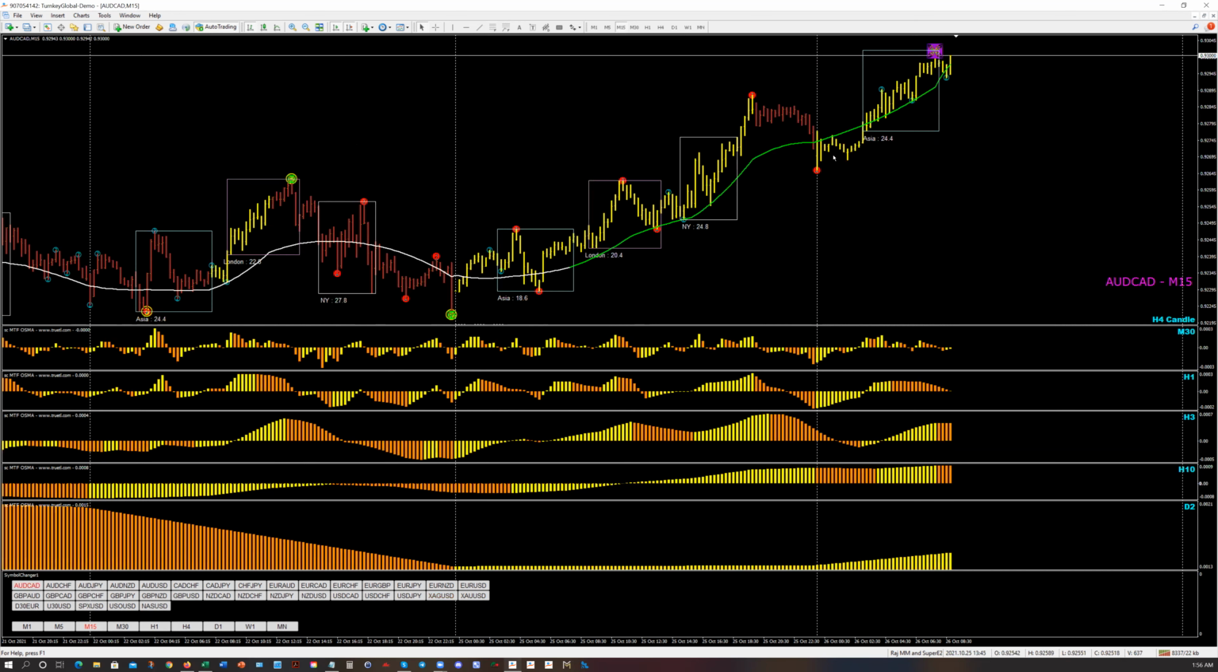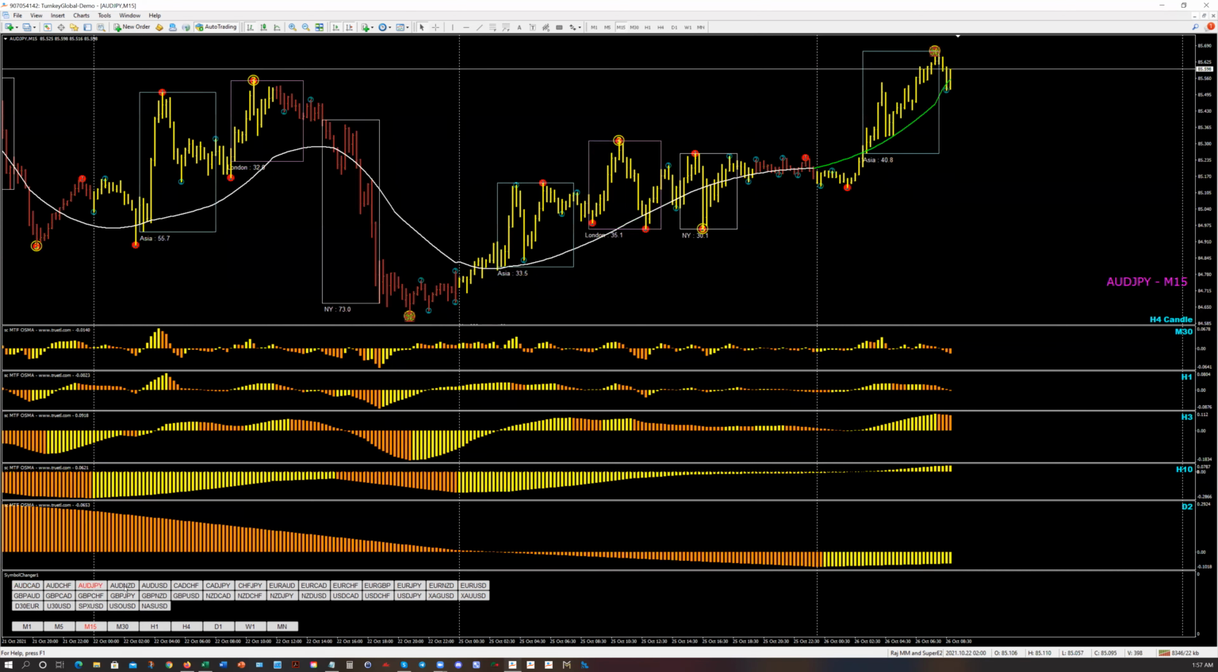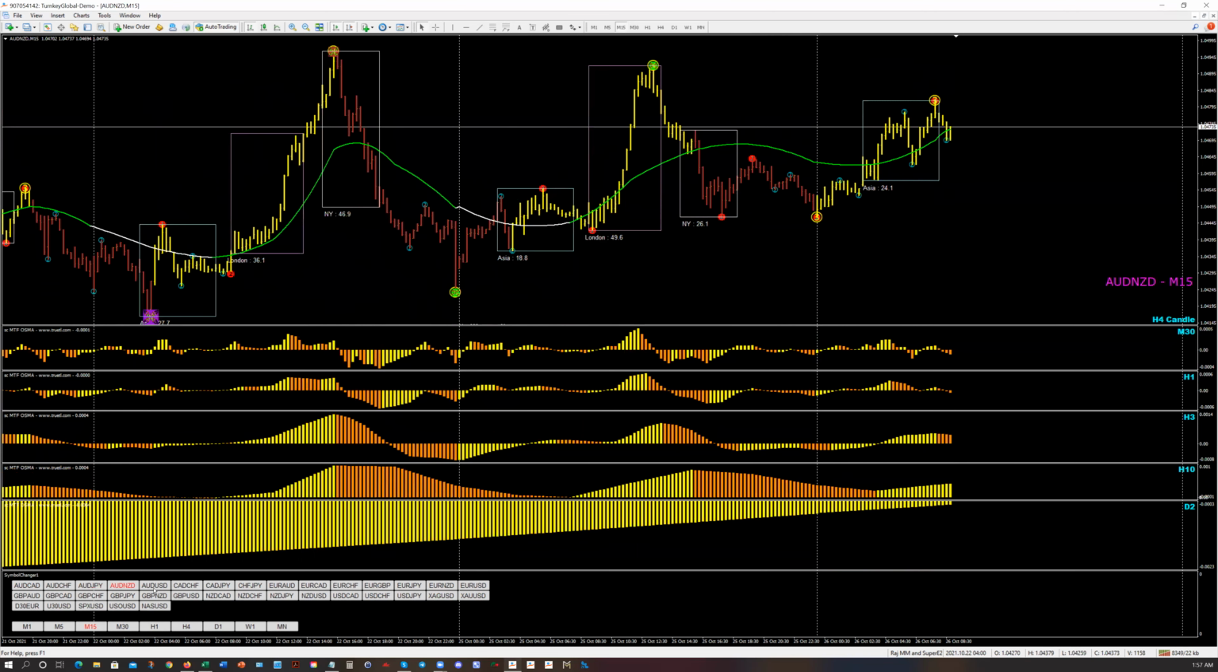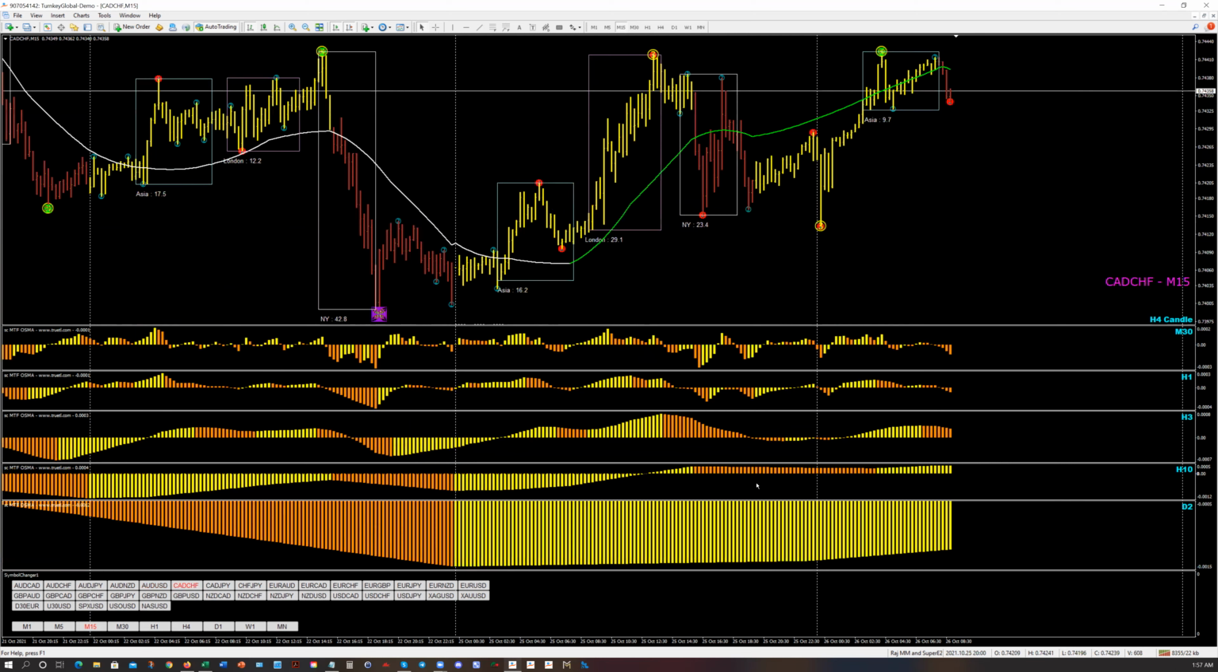The Aussie is trying to go short, but we have to get a new high of session. This is a 3 ball, but may be taken out. This Aussie is getting strong. Aussie Swiss, not in sync. Aussie Yen, not in sync. Aussie NZD, not in sync. Aussie dollar. It's a very quick glance to see which pairs you would be interested in.